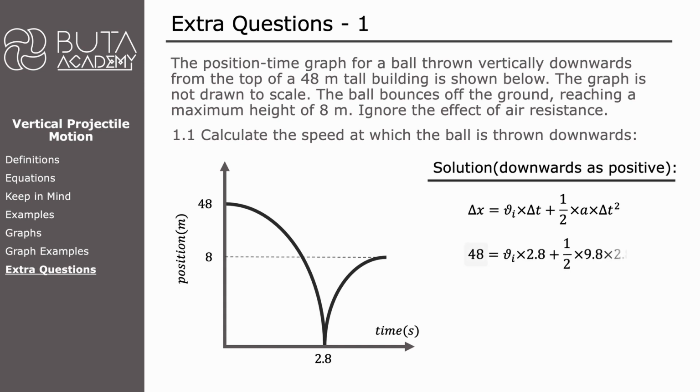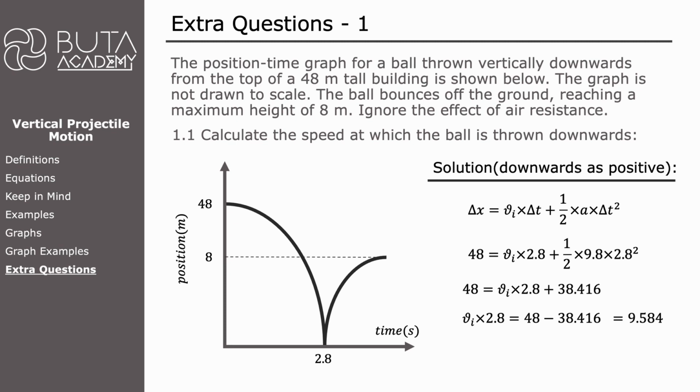The displacement of the ball is 48 meters, as it falls from a height of 48 meters to the ground. The time it takes for the ball to hit the ground is 2.8 seconds, and the gravitational acceleration is 9.8 meters per second square. 1 over 2 times 9.8 times square of 2.8 is 38.416. The initial velocity times 2.8 is then equal to the difference between 48 and 38.416, which is 9.584.